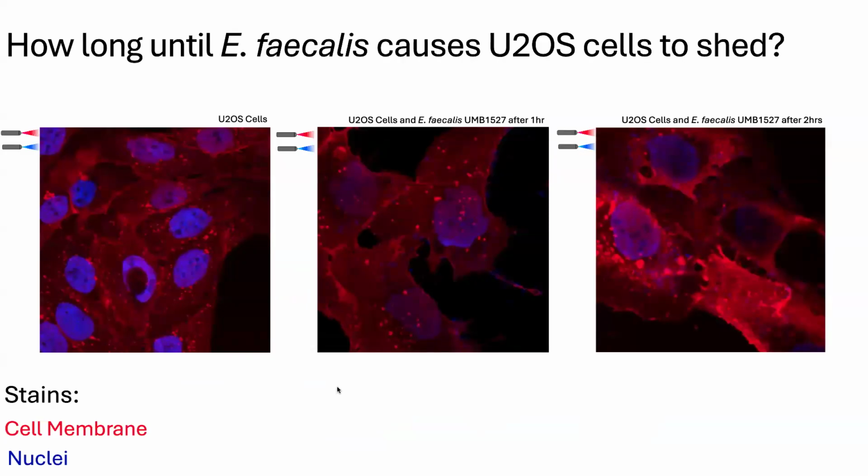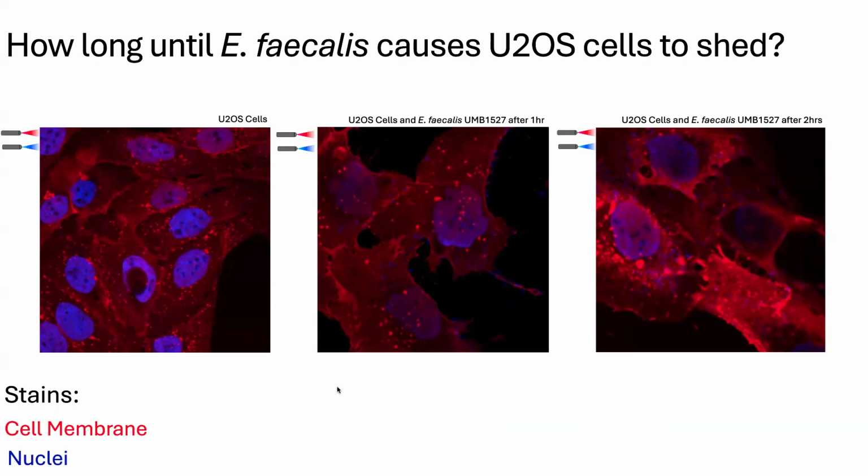So this first image here, we want to know how long until E. faecalis causes U2S cells to shed. The shedding occurs when the bacterial cells invade the U2S cells. When it invades the cells, it causes this infection, and the cells start to fall apart. And if it's in a monolayer, they start shedding off of that monolayer. So that's why it's called shedding.